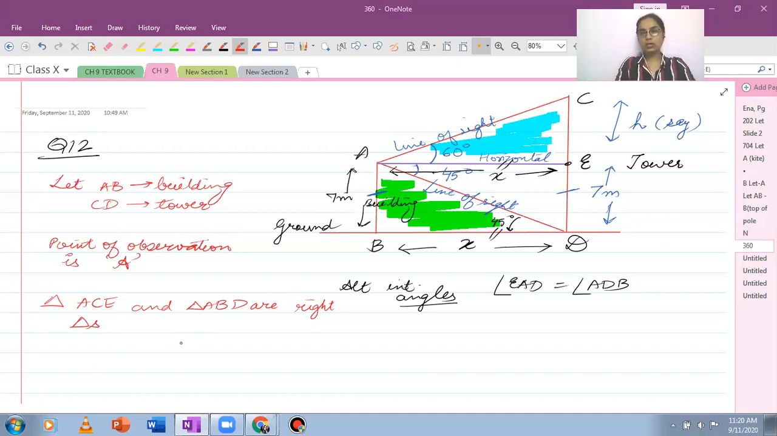Since I am working with these two triangles, the ones I've shown with the blue and green, I've just highlighted those. I'm going to work with those triangles. So I've mentioned that these two are right triangles before applying T ratios.